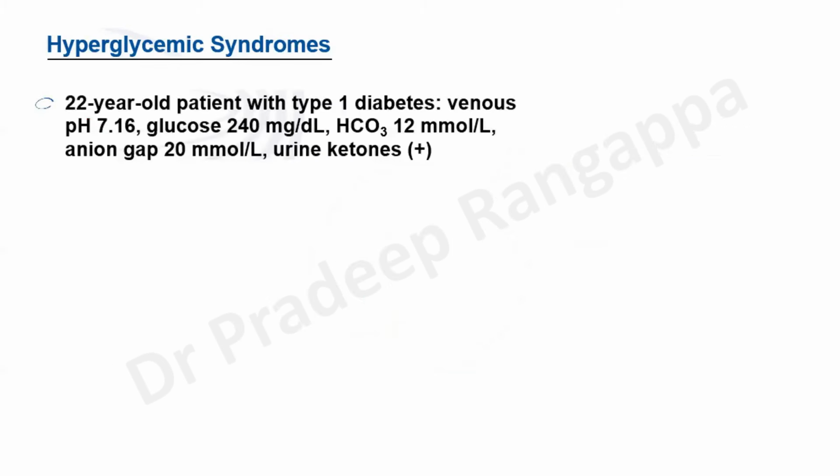Okay. So that's about it, we finished hypokalemia, hyperkalemia, hyponatremia, hypernatremia. Then very quickly, we'll talk about hyperglycemic syndromes. This is a 22-year-old patient, type 1 diabetes, who comes with pH of 7.16, glucose 240, bicarbonate 12, anion gap 20, and ketone bodies positive. So what does this mean? Obviously, this patient is acidotic with a severe high anion gap and ketone bodies positive. So this is DKA, isn't it? I mean, the writing is on the wall.